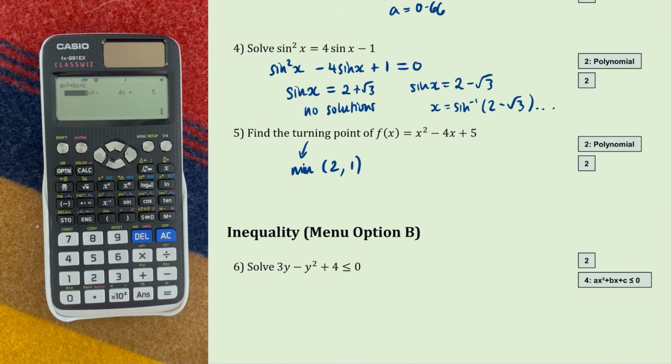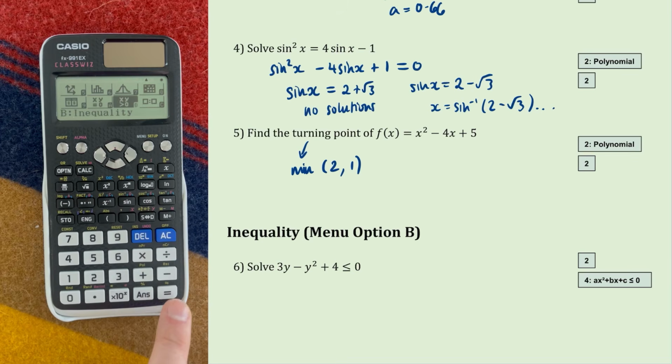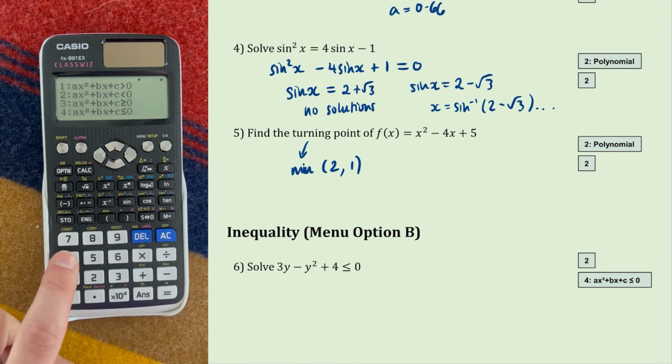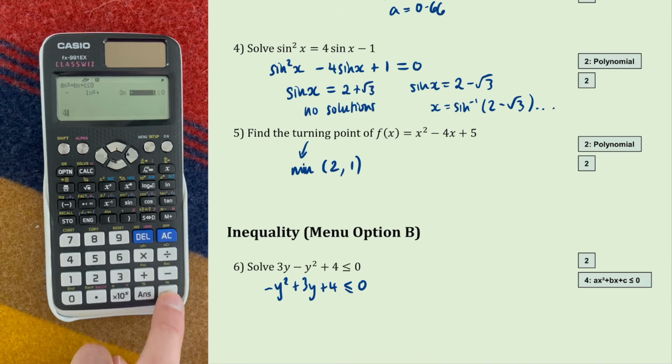Okay, the very last thing about this one that we've got here is it can actually solve inequalities. This is one of the only features that this calculator has that the other one doesn't have. So I'm going to jump back, and I'm going to go to Menu, and I'm going to scroll across to the inequality section, and I'm going to go in here. It's degree 2, and I want it to be less than or equal to 0, so I'm going to press number 4 that we've got here. Now this might need rewriting, so I have it as minus y squared plus 3y plus 4 is less than or equal to 0. So my coefficients will be minus 1, 3, and 4.